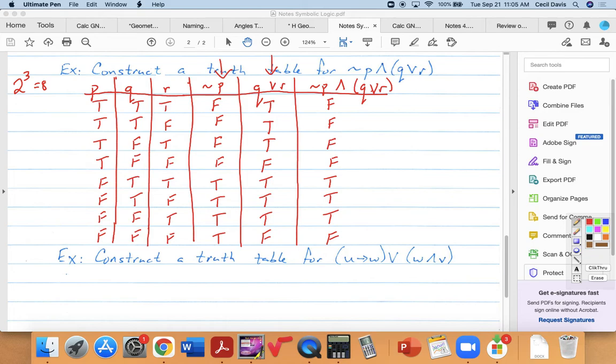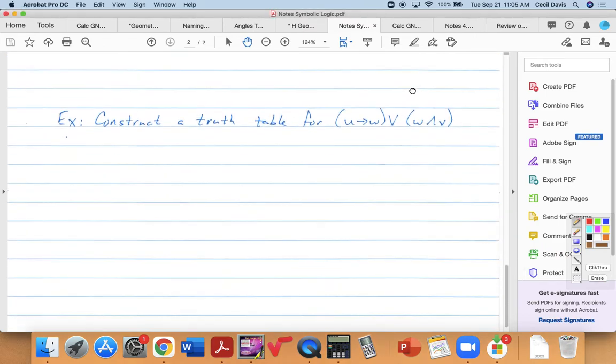Now again, in the class I took in college, they would do something like this. They would say, analyze the ones that are true. These are the three that are true. P had to be false. And one or the other of Q and R had to be true. Didn't matter which one. Okay? All right, let's do one more here.